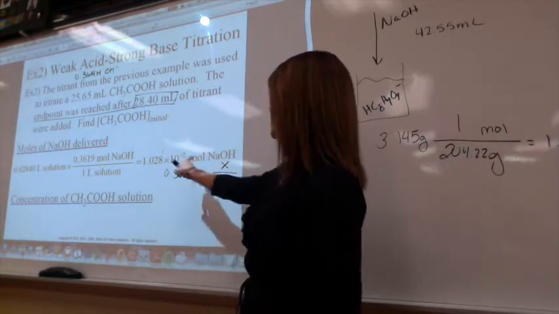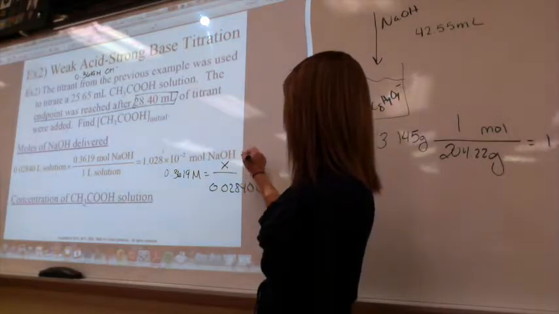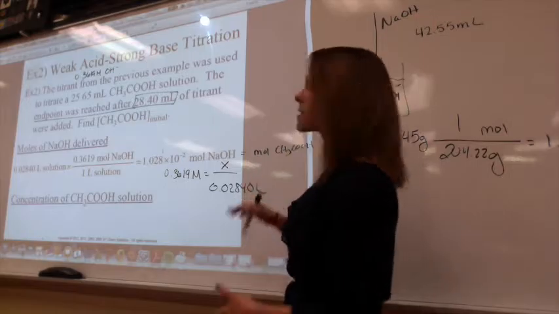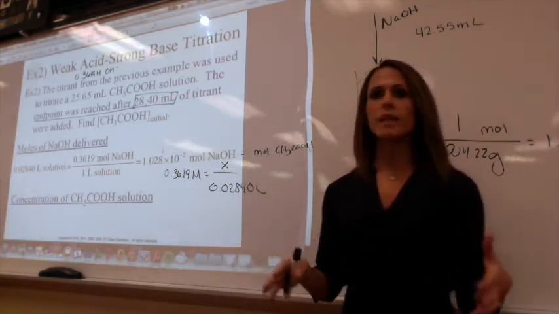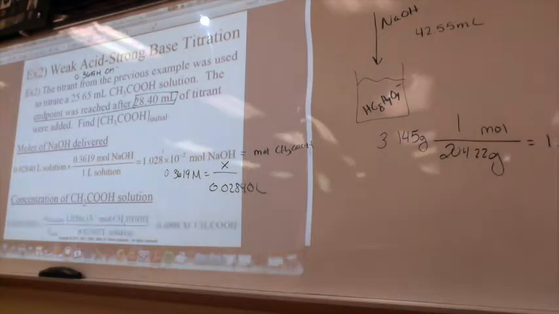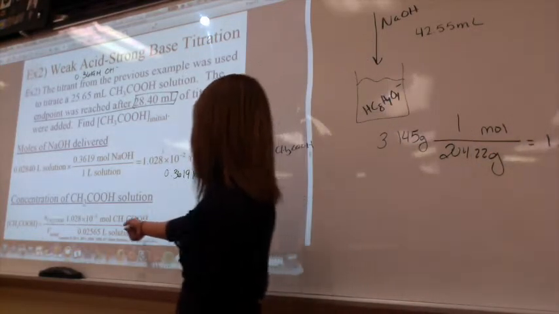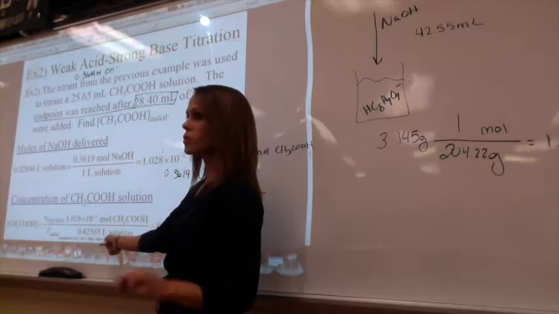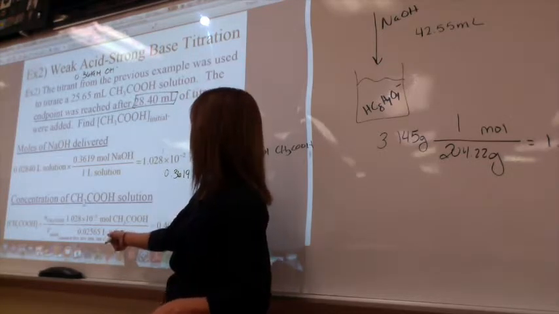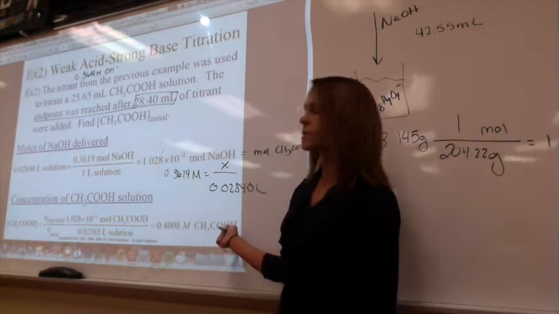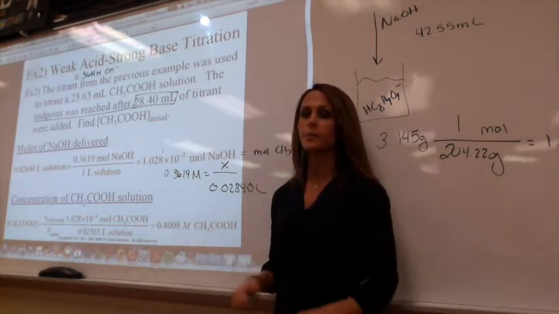All right, so that gives us these moles of OH, which then in turn are going to be equal to the moles of acetic acid. At this point, it doesn't matter if it's a weak acid or a weak base. You still, at the endpoint, have your moles equal to each other. And then you take those moles and you divide by your original volume, not your total, your original volume that was in there, to find the original concentration of acetic acid, which is 0.4008.